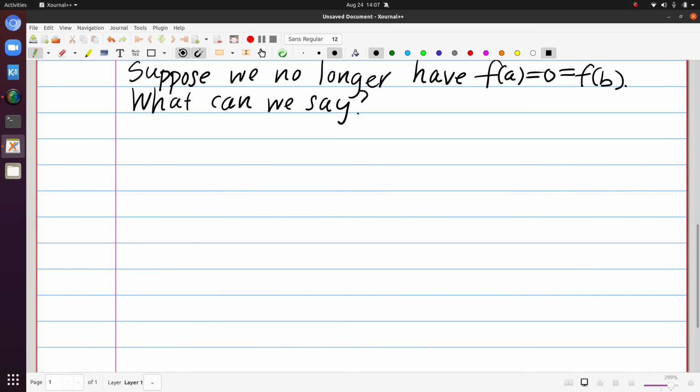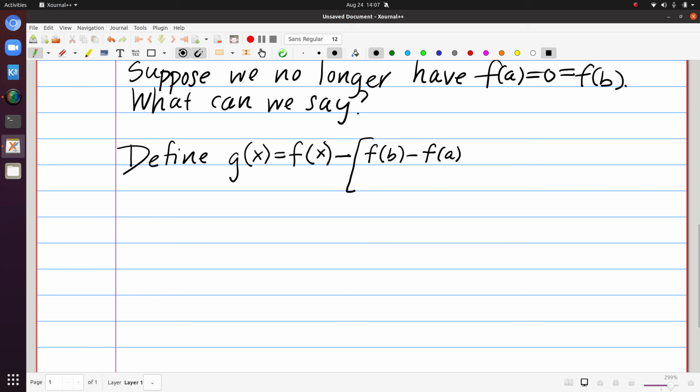So what I'm going to do is define a new function, g of x. And g of x is going to be the function f of x minus f of b minus f of a all over b minus a, so that constant, times x minus a, plus f of a. To be clear, I do not expect that you know where that function definition came from. As I proceed through these next steps, we're going to have this function in front of us, and we want to check a few things about g of x.